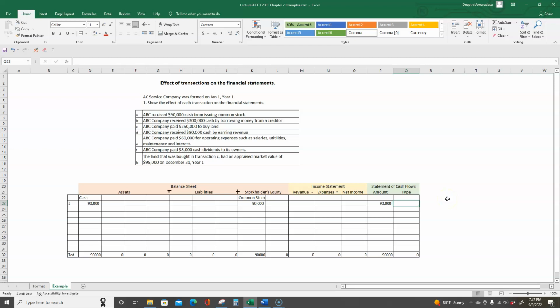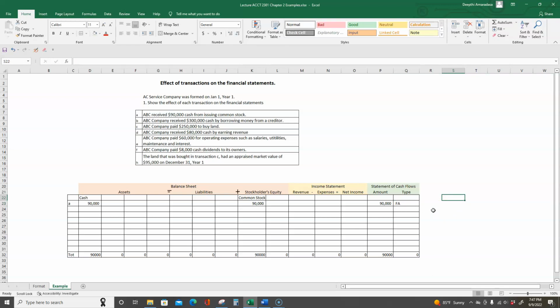We know that the statement of cash flows has three types. Operating, which is cash flows from day-to-day activities. Investing, which is buying and selling of long-term assets. And then there's a type called financing, which is whenever a company has stock transactions, borrows or pays back loans, and also dividends. So this was relating to common stock. Therefore, it's going to be a financing activity. I'm just going to abbreviate it as FA, financing activity.